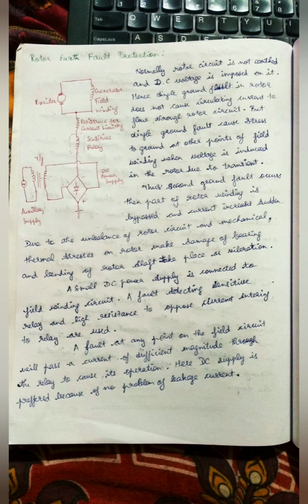A sensitive relay and a high resistance to oppose the current entering the relay are used. A fault at any point of your field circuit will pass a current of sufficient magnitude through the relay to cause its operation. Here the DC supply is preferred because there is no leakage in DC. In case of AC, there may be chances of leakage also. In this way, this rotor earth fault protection is carried out.